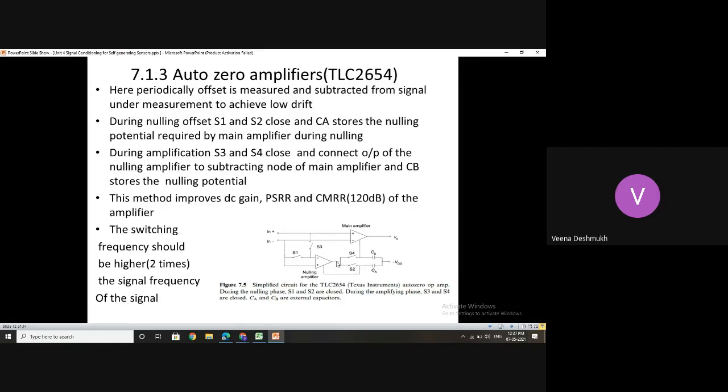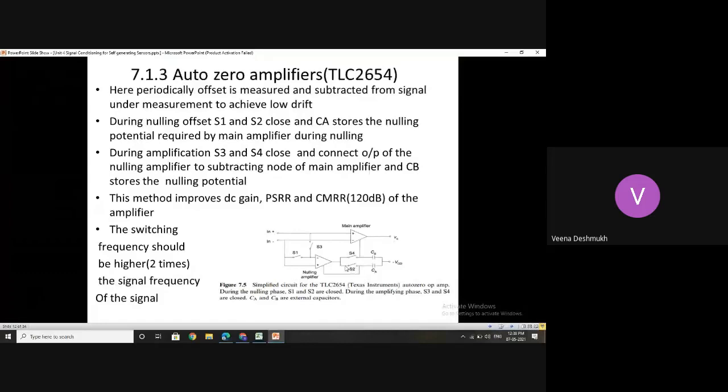S3 is also closed but S1 is not closed. So from this and this, here it is getting the output. This output through S4 is connected to this main amplifier. And also because S3 is closed, this inverting terminal is receiving the input from the plus terminal. So to the main amplifier, some voltage which is connected to IN plus 1 is coming. This amplifies the signal and at the output this is available.